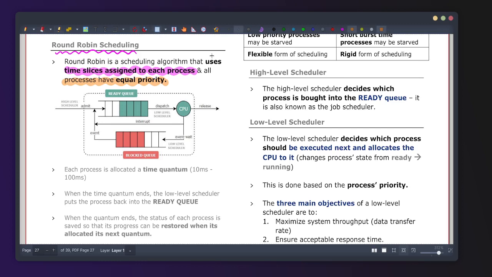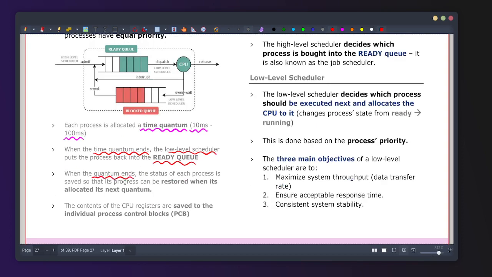Right, so there are a few terms associated here. The time that each process gets is called the time quantum. The time that the CPU allocates for each process is a constant in round robin scheduling, and that time is called the time quantum. This time could be anywhere from 10 milliseconds to 100 milliseconds. Then finally, when the time quantum ends, the low level scheduler puts the process back into the ready queue. It might need more time or it might release itself, but if it needs more time, it will end up back in the ready queue. When the time quantum ends, the status of each process is saved so that it can be restored when it's allocated the next quantum.